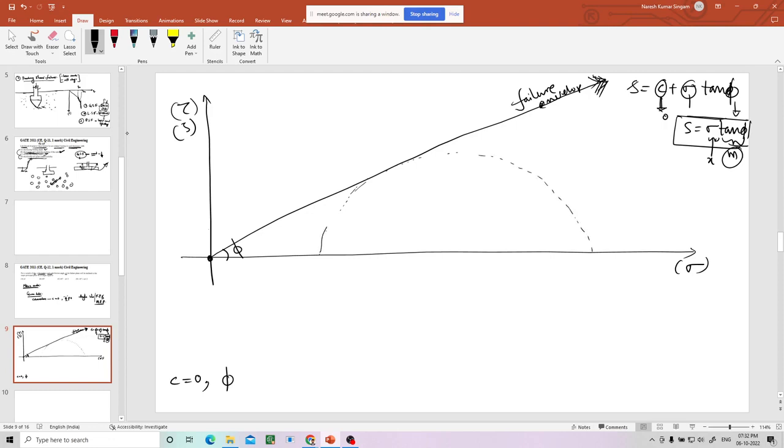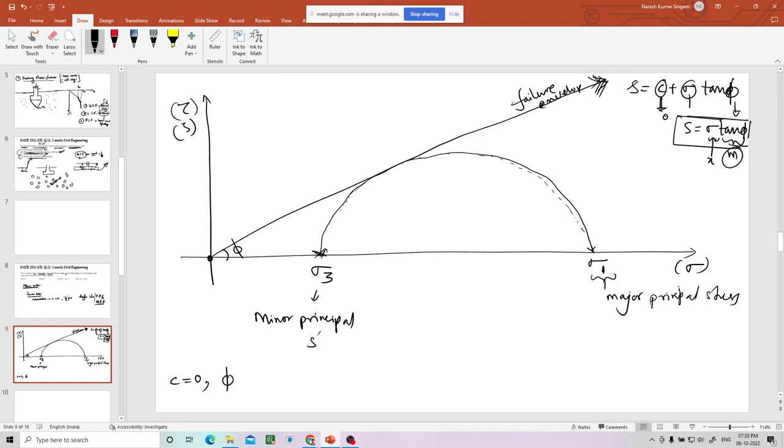So I am drawing a Mohr circle. Okay. This is sigma 3. This is sigma 1. This is major principal stress. This is minor principal stress.